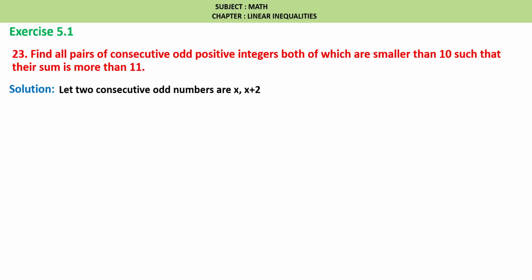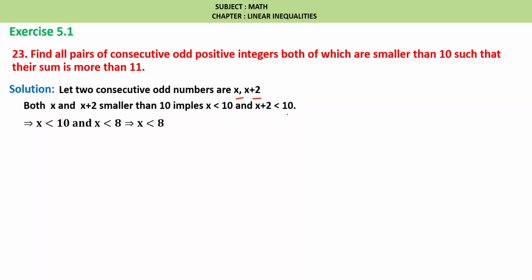Generally, consecutive odd means side by side, right? So what is the difference of two consecutive odd numbers? It will be 2. So we'll assume the two consecutive odd numbers as x and x + 2. Now, as both x and x + 2 should be smaller than 10, this implies x is less than 10 as well as x + 2 is less than 10. That implies x is less than 10 and x is less than 8, because upon transposing we get x is less than 8. Both conditions are true only when x is less than 8.